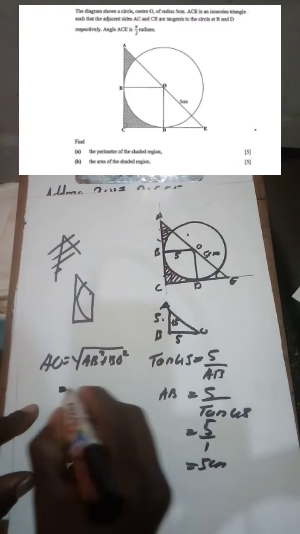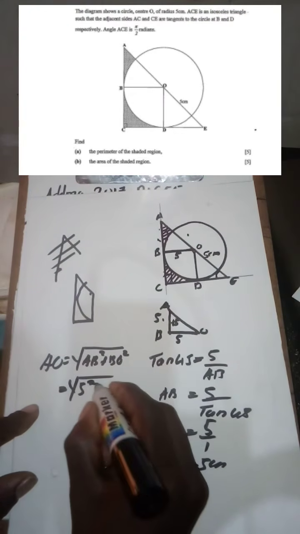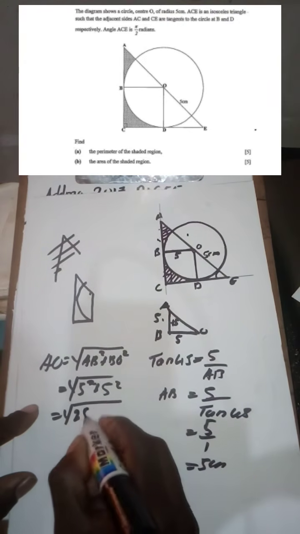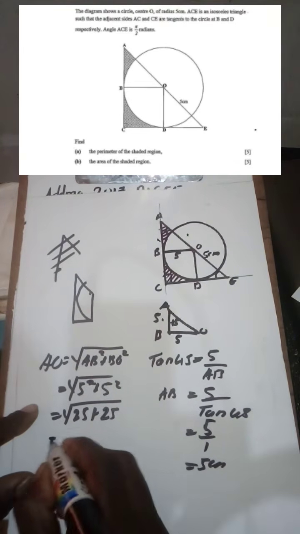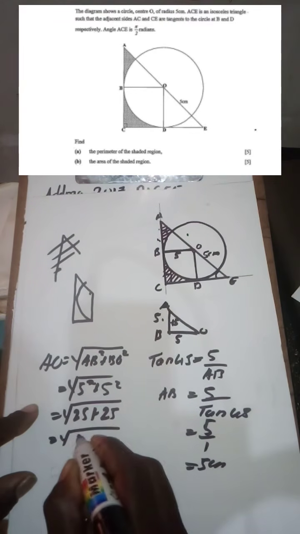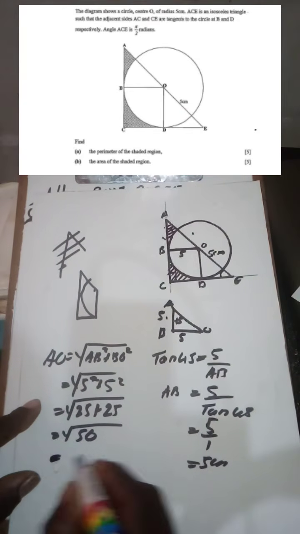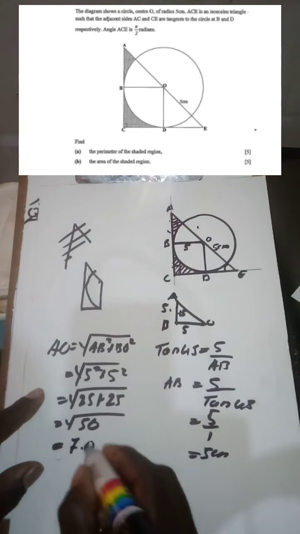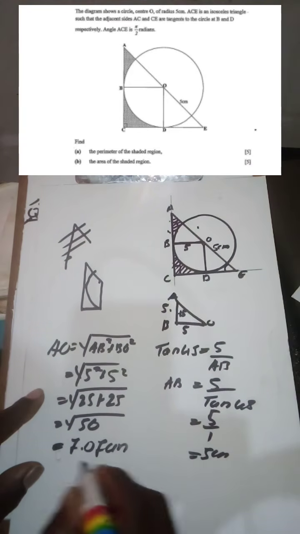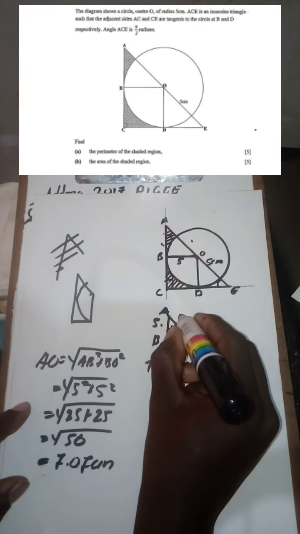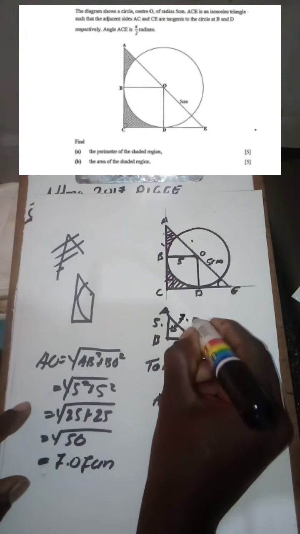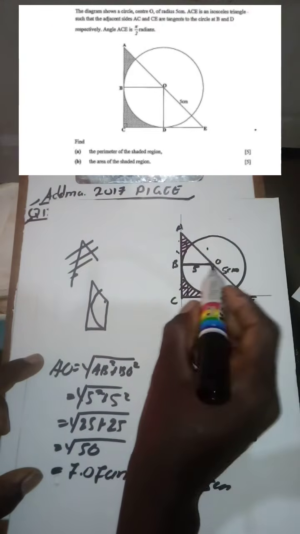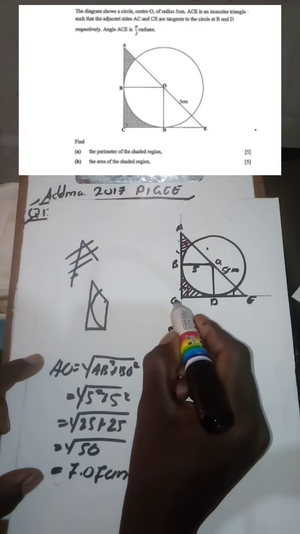All right. So here we can have 5 squared plus 5 squared. We have 5 squared is 25 plus 25, and we have 50 right there. Then the square root of 50, you can seek the help of a calculator. You're going to get something like 7.07 centimeters. All right. So meaning here we have 7.07 centimeters.